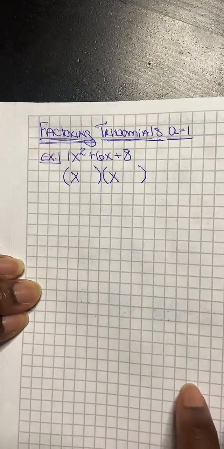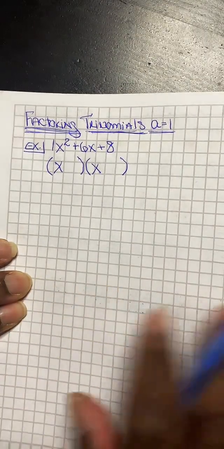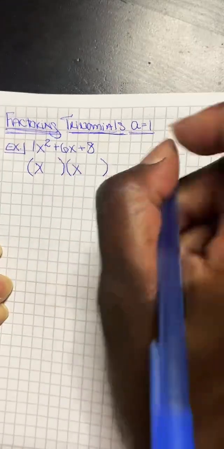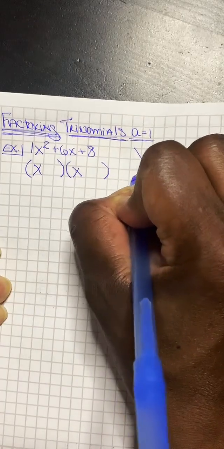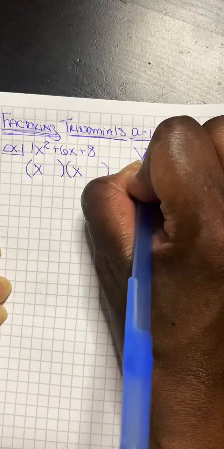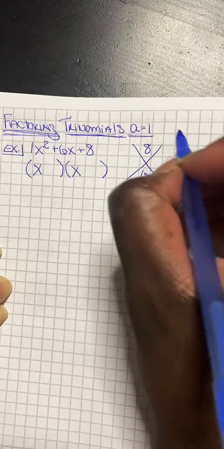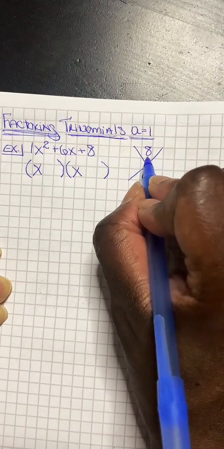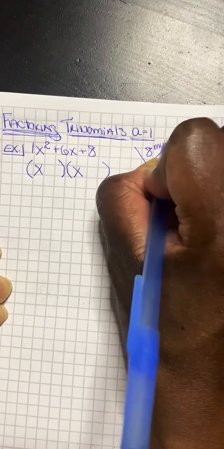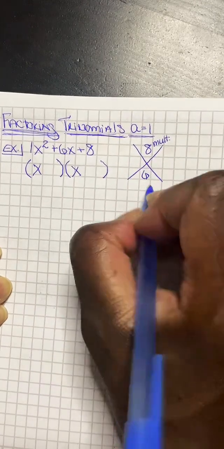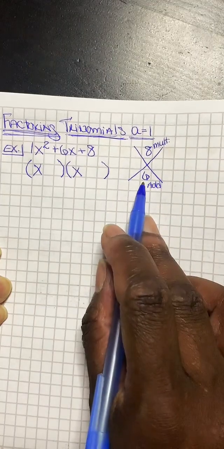So what we need to do, and this is the hardest part, okay? We need to figure out what two numbers, and I think some people do crosses, some people do like a little box set or whatever. I like to do the cross. I don't know why. So we need two numbers, through multiplication. Two numbers that multiply to give me 8, and those same two numbers add together to give me 6.